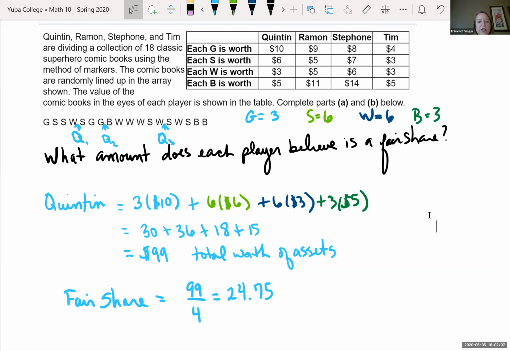W was 3. So G is 10. S is 6. That's 16. Plus another 6 is 22. And plus a 3 is 25. Oh, yeah. Okay, so go do the same thing for all the others. So let's see if I can do this.